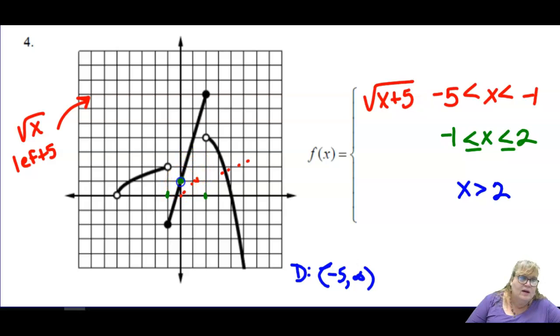It crosses the y at 1, so we have a +1. And the slope is actually going up 3 and over 1, so 3x + 1. That one wasn't so bad.